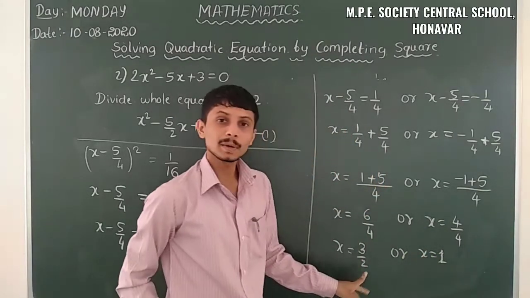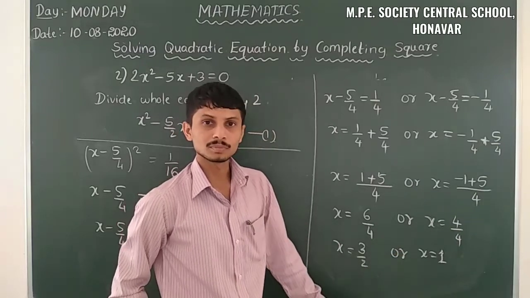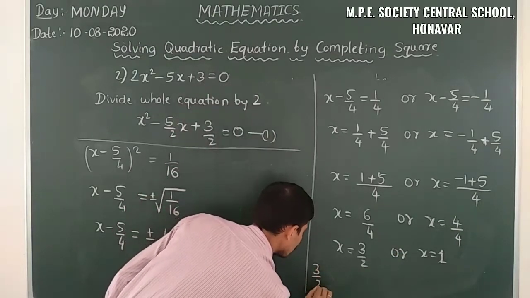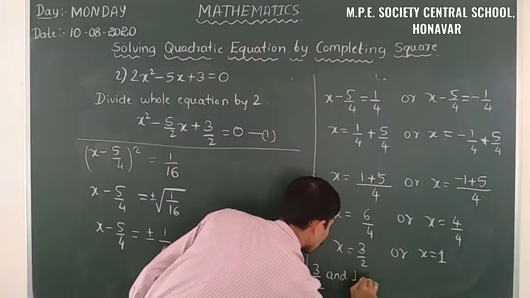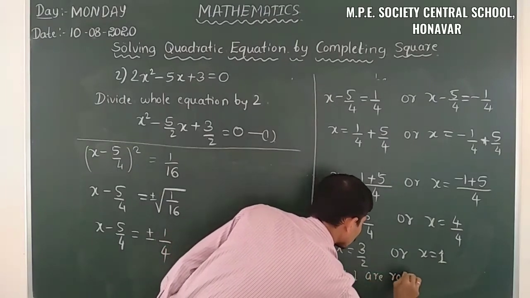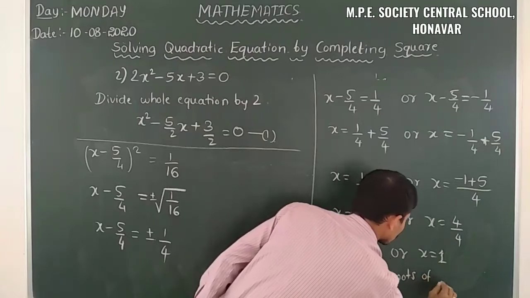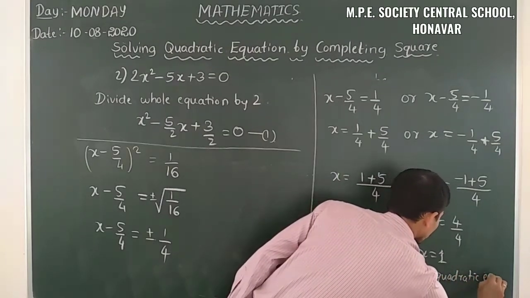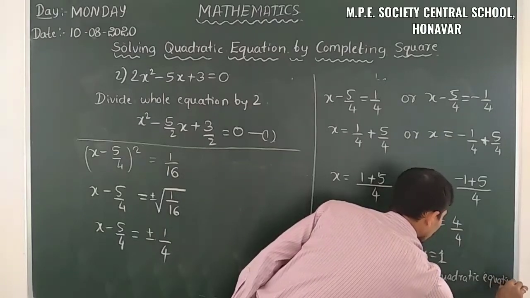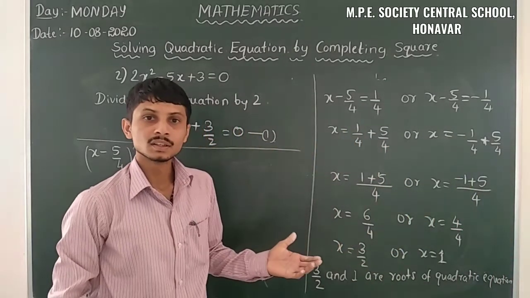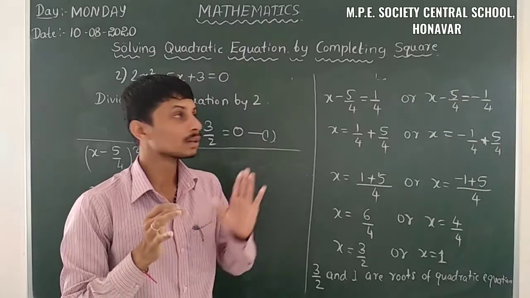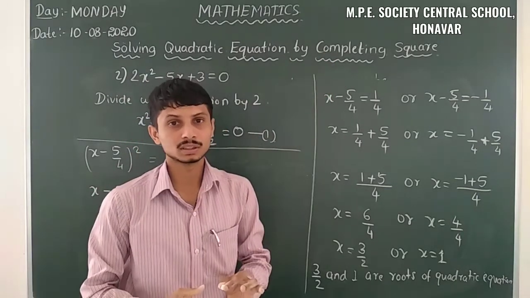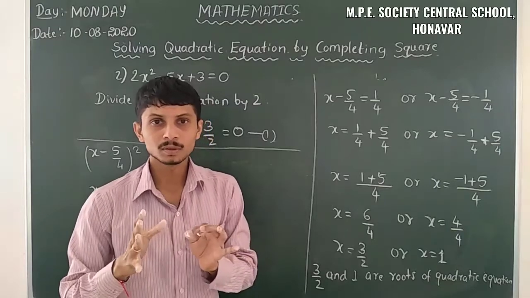So that means 3 by 2 and 1 are the real roots of the quadratic equation. How did we get this? We got this from the method of completing the square. So we have to take the same procedure.